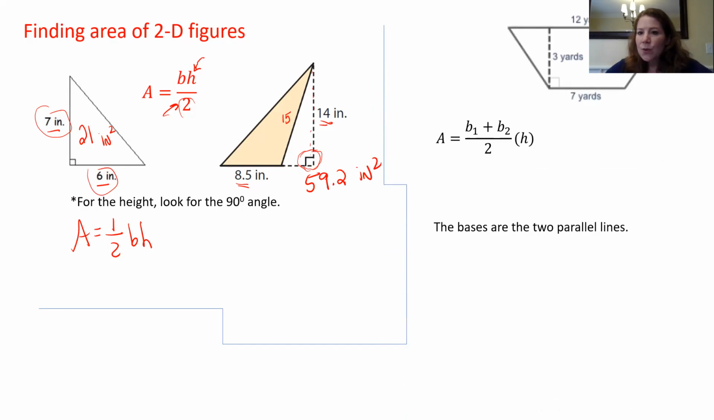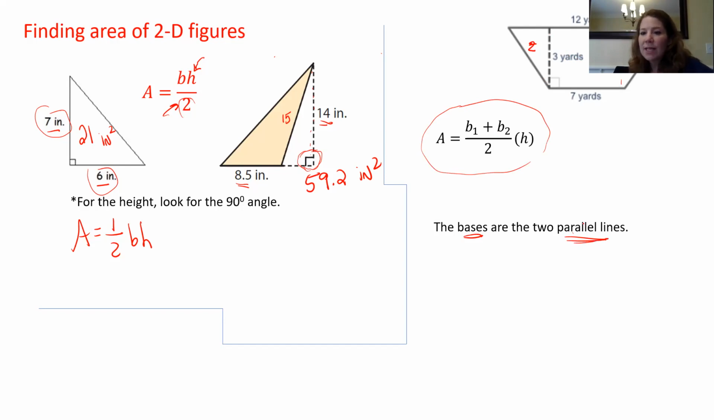All right, now a trapezoid, last year in 6th grade, when you dealt with trapezoids, you basically divided it into 2 triangles at the end, and then a rectangle in the middle. Well, we're not doing that anymore. So we're going to use the area formula for trapezoids. So trapezoids always have 2 bases, and the bases are those 2 parallel lines.